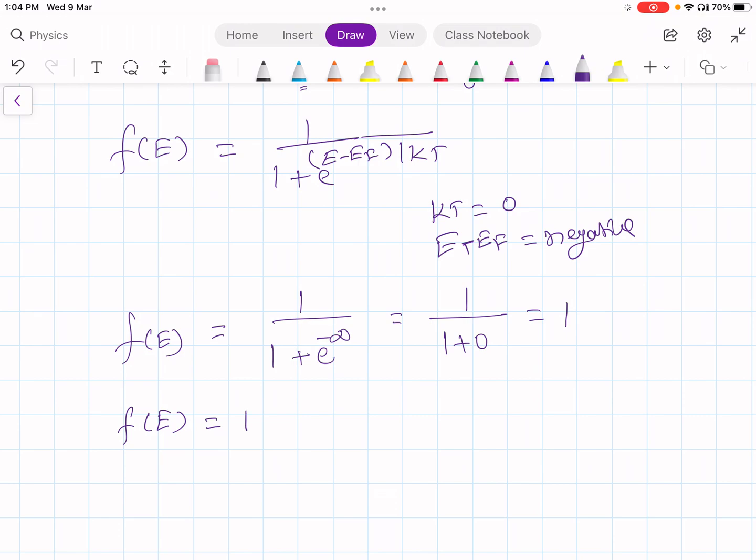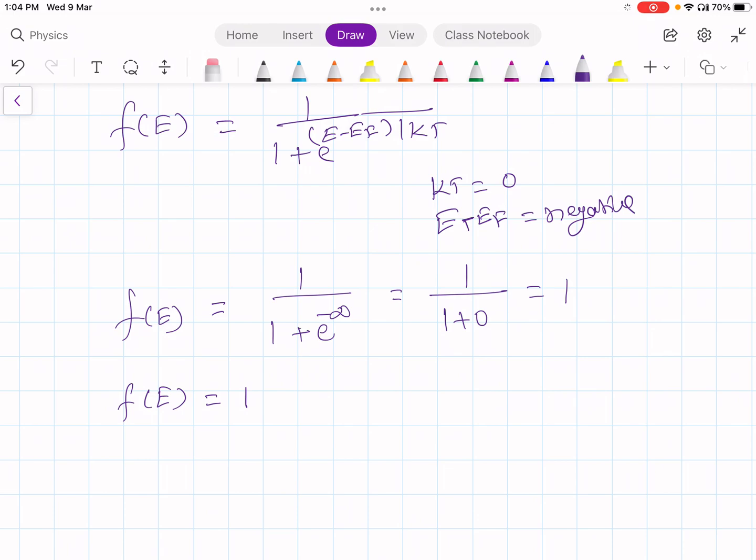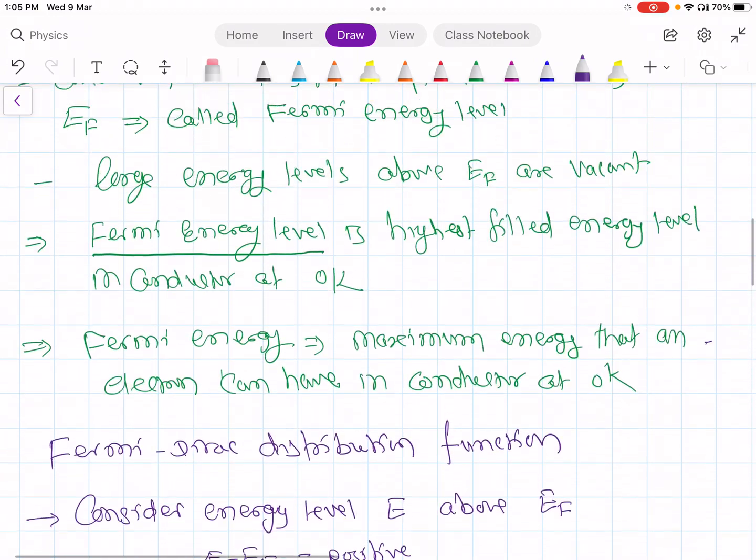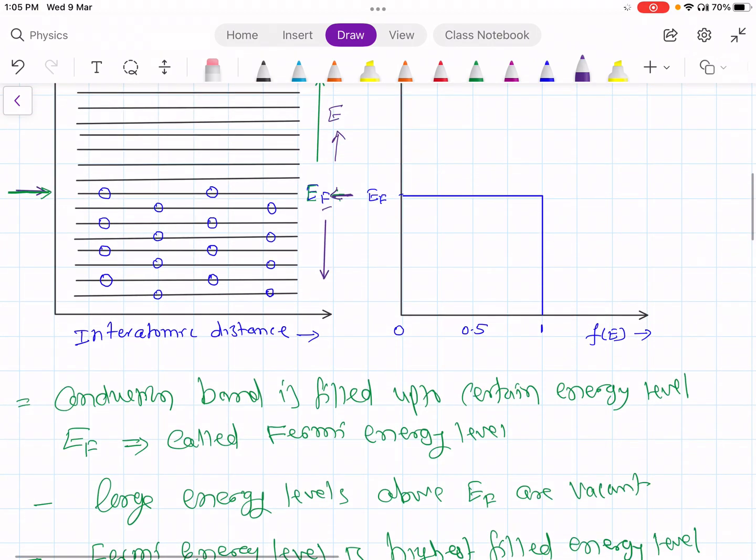When you get 1, it means that the particular state at energy E is occupied by the electron in case of conductor. So f of E is equal to 1 means that all energy levels below EF are filled because their probability function we got is 1. So all these energy levels below EF are filled.